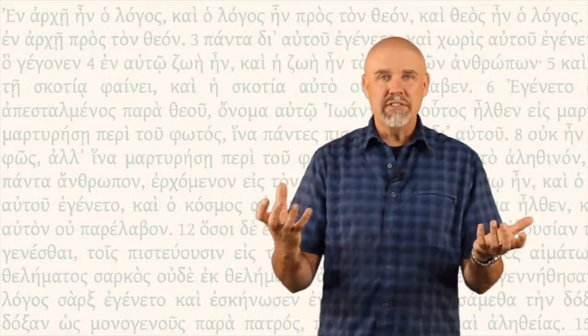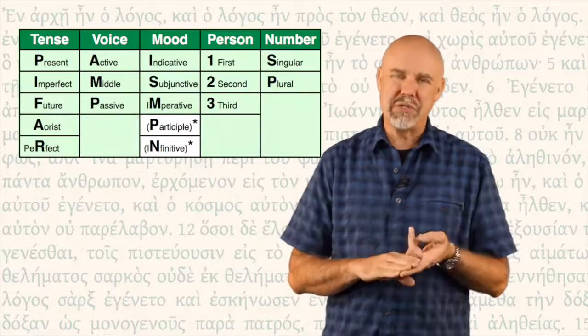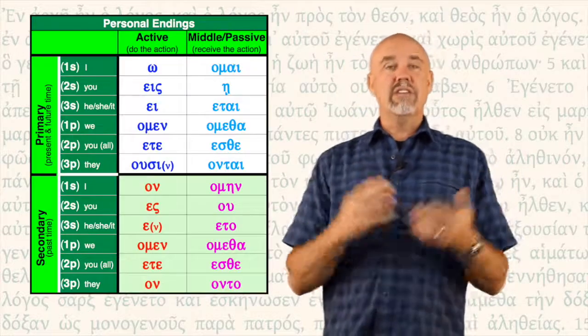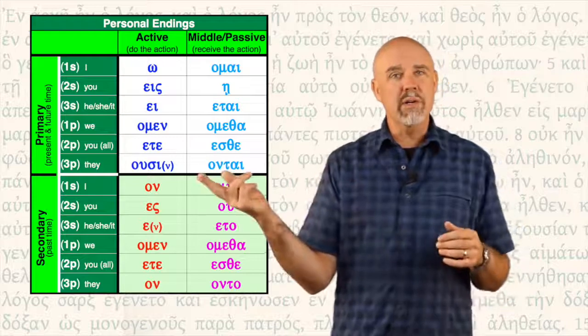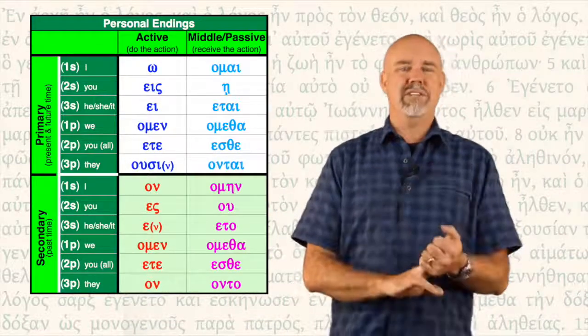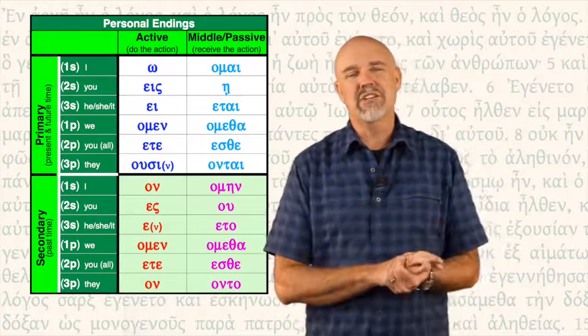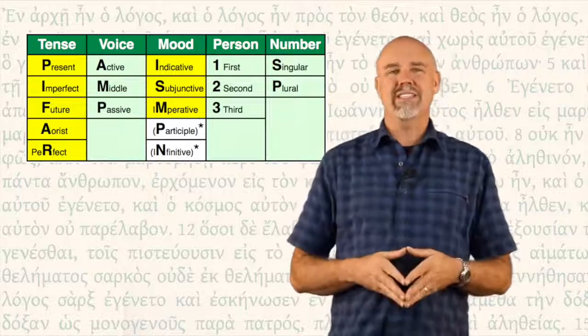All right, so we're talking about verbs, okay? And we've seen that verbs change form. They morph to show us tense, voice, mood, person, and number. And we've seen that the personal endings tell us 3 out of 5 of those things. They tell us the person and number, and they also tell us the voice. So, wow, just with the personal endings, we get a lot of information. But how do we know the mood, and how do we know the tense?